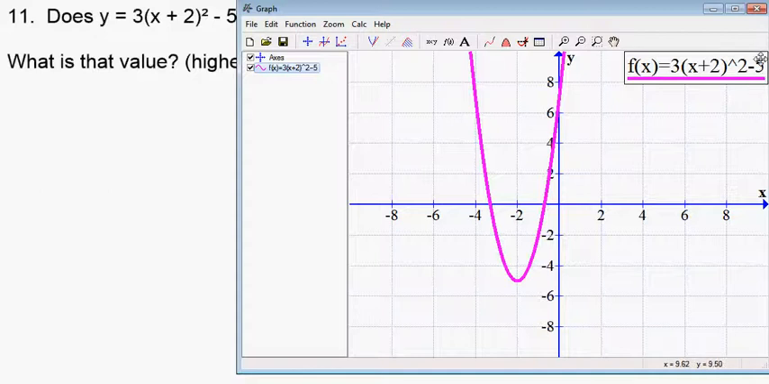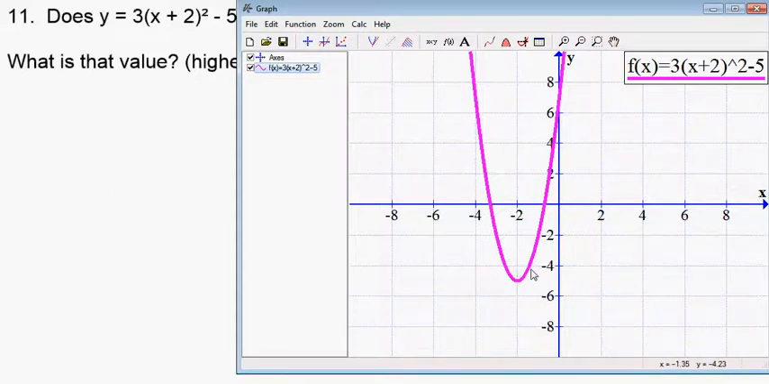And that is also what I saw in my equation. I can get that negative 5 from the equation. That's why we call it the vertex form. The question, though, also asks, does it have a maximum or minimum? We can see it has a minimum value.